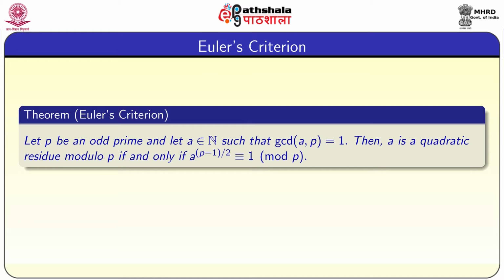Then a is a quadratic residue modulo p if and only if a^((p-1)/2) is congruent to 1 mod p. So Euler's criterion says that if a is a quadratic residue modulo p, then immediately we have that a^((p-1)/2) is congruent to 1 mod p. That means the order of a is less than or equal to (p-1)/2 in modulo p.